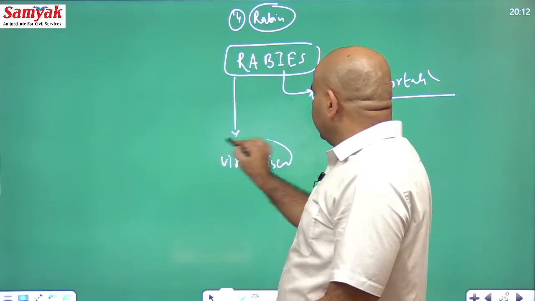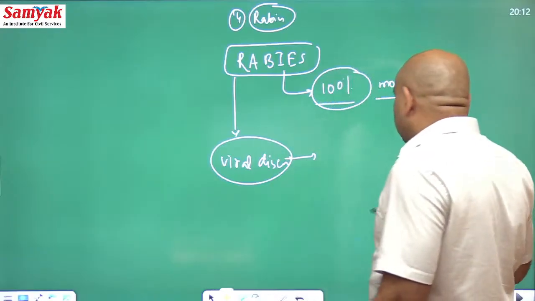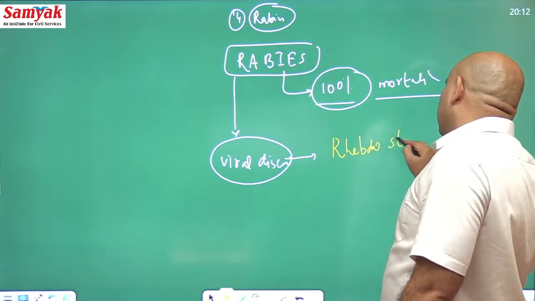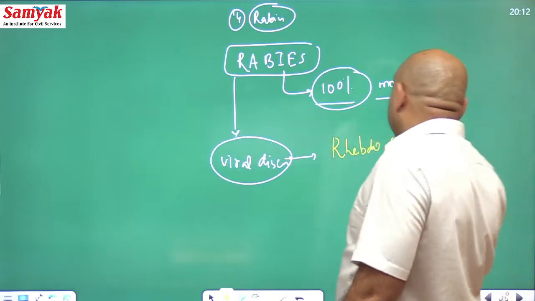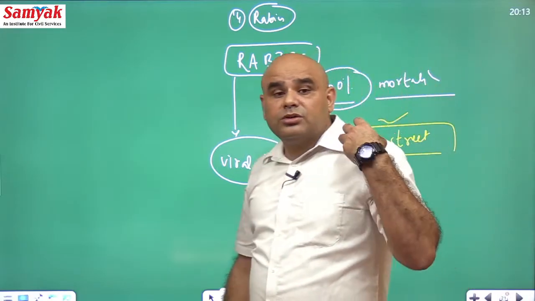If it is a viral disease, what is the name of the virus of rabies? If they are going to ask you the name of the virus of rabies, the name is very easy: Rhabdovirus. The name of the virus is Rhabdovirus. Now, the Rhabdovirus.